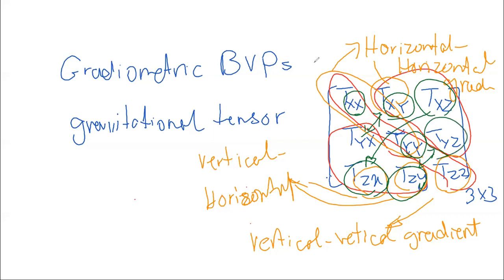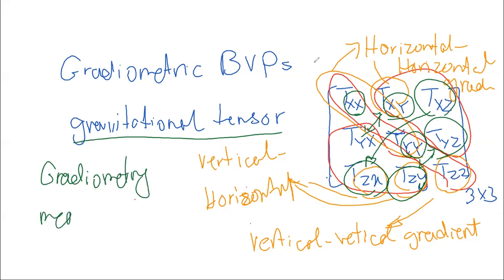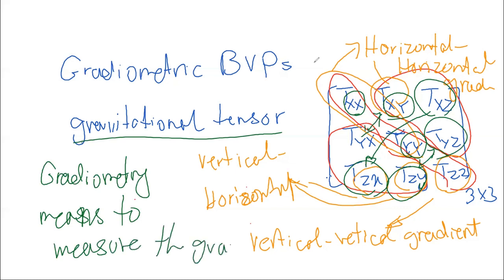So when we measure these derivatives, or measure the gravitational tensor, then we say that we are doing gradiometry. Therefore, gradiometry means to measure the gravitational tensor. So gradiometry is when we measure the gravitational tensor.